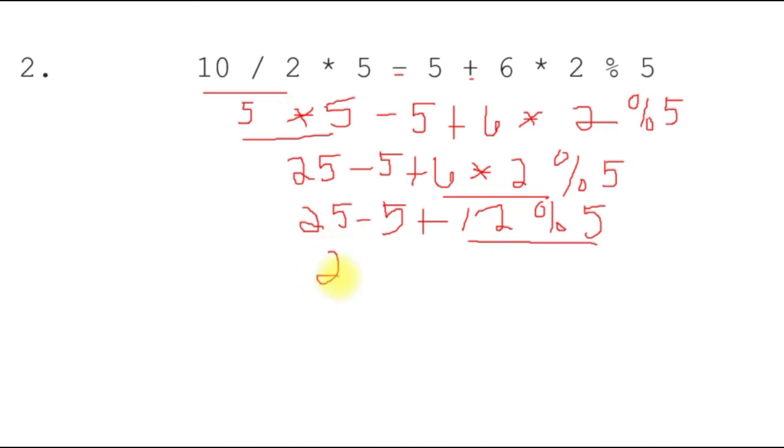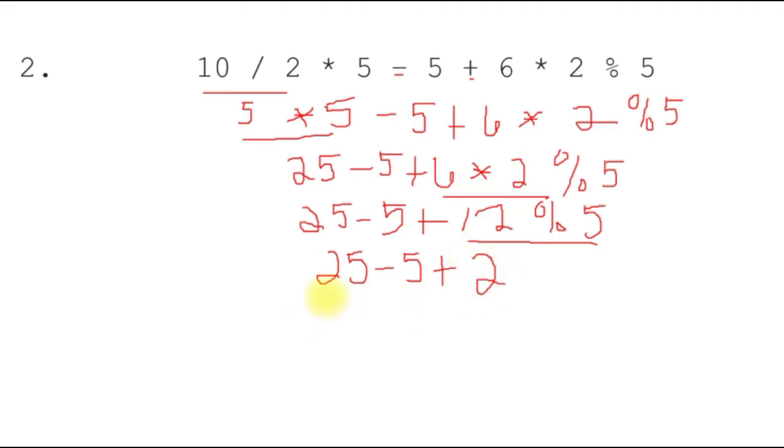So, write natin ulit ito. 25 minus 5 plus, okay, 12 modulo 5. Pag dinivide ko yung 12 sa 5, ilan ang naiwan? So, 12 modulo 5, the answer is 2.